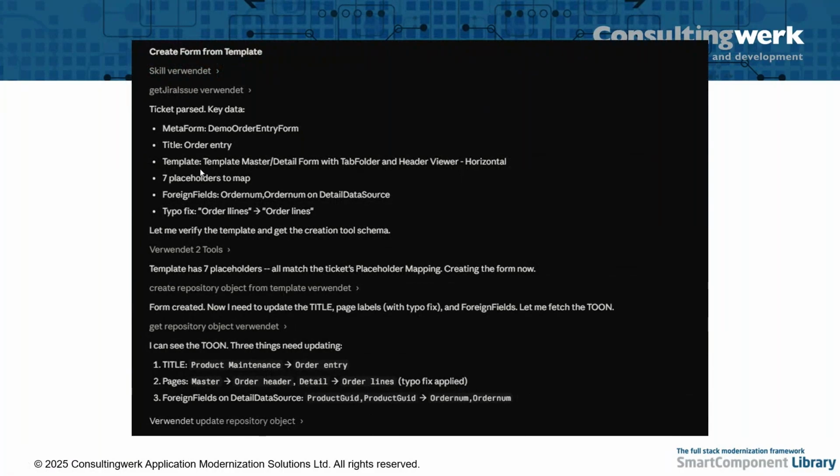And after it has created the template, it then updates the generated repository object, and what it does in particular, it sets the title for the window, because a template is actually like a window, but it just has a placeholder title. It updates the page labels on the tab folders, and it sets the foreign fields property on one of the data sources. With the foreign fields data sources, we maintain the parent-child relation between the order and the order line record.